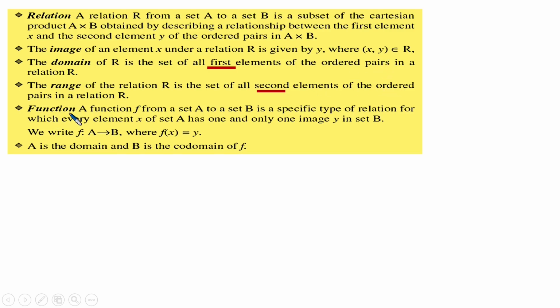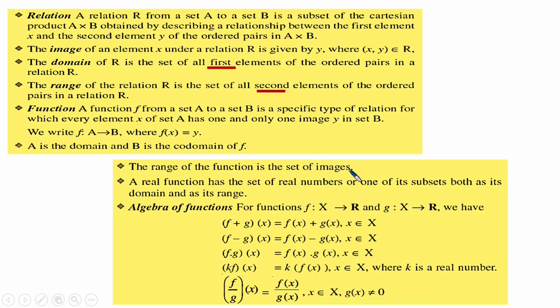And function, we have shown that a function f from set A to set B is a specific type of relation for which every element X of set A has one and only one image Y in set B, which we have discussed. We write f such that A maps to B where f of X equals Y, and A is the domain and B is called the codomain of f. And then the range of a function is the set of all images, obviously, and a real function has a set of real numbers or one of its subsets both as its domain and as its range. So both domain and range should have real numbers.